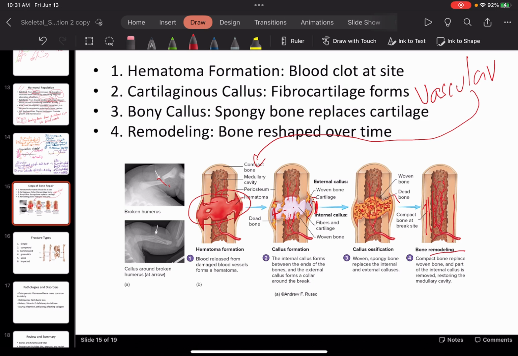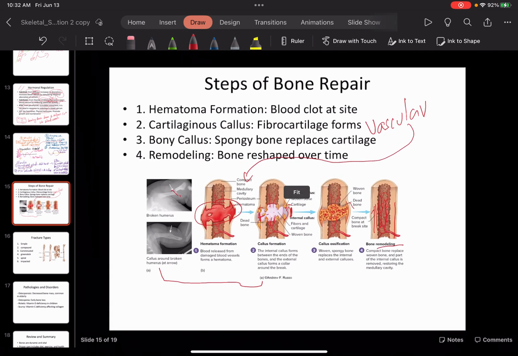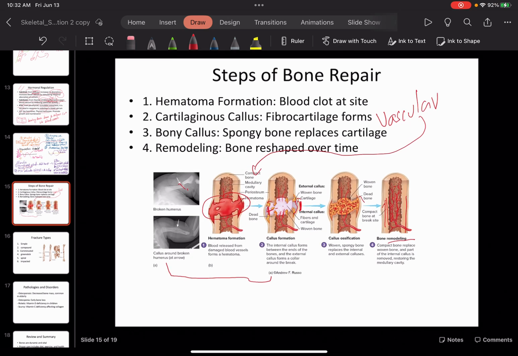So this one is showing callus around the broken humerus. You can see that. So these are the steps of bone repair. It is because bone is vascular. If it's cartilage, it's avascular, so its repair is not easy or not happening at all.